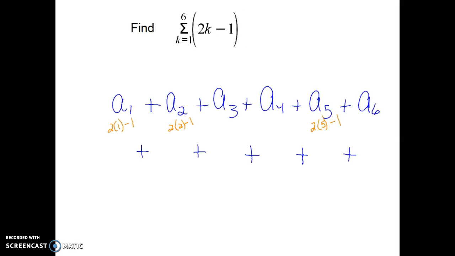Looking at this sequence, I have 2k minus 1. It says that my index needs to start with the number 1. So I'm going to have a sub 1 plus a sub 2 plus a sub 3. I finish once I get up to a sub 6. And to find each of those terms, it's what we had done in the past with the sequence. We just substitute those numbers into each one.